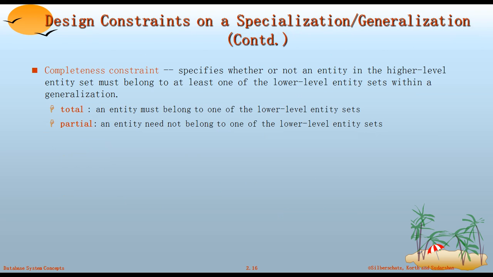And then the completeness constraint specifies whether or not an entity in the higher level entity set must belong to at least one of the lower level entity sets within a generalization. So that is total: the entity must belong to one of the lower level entity sets, then it is called total. If an entity need not belong to one of the lower level entity sets, then it is called partial.